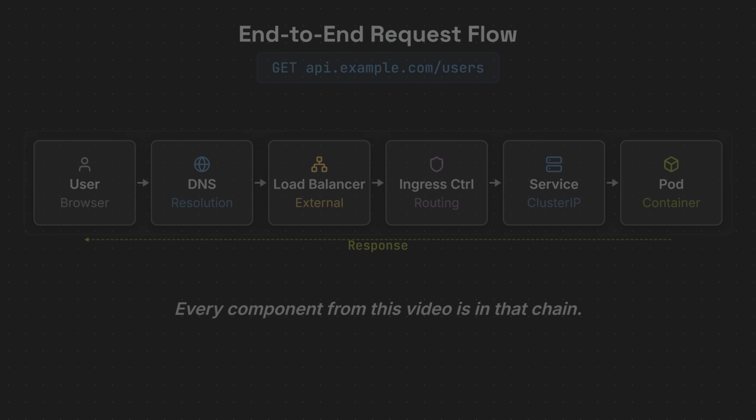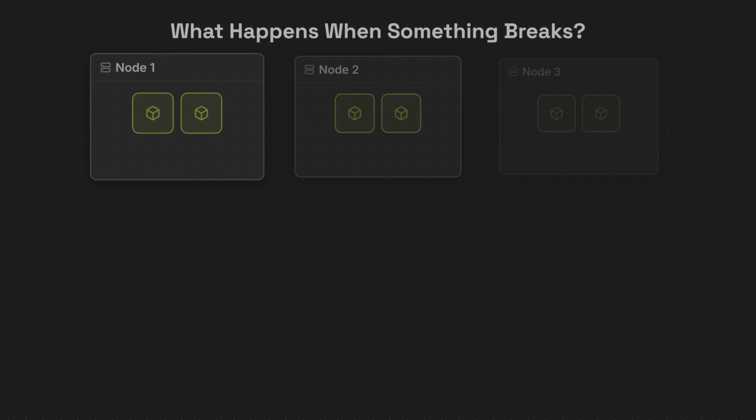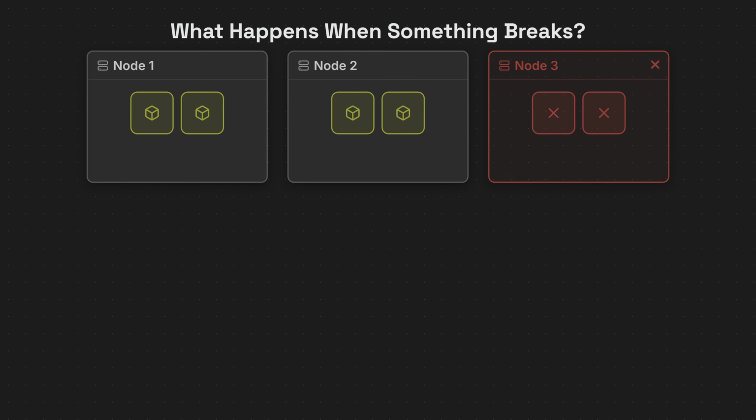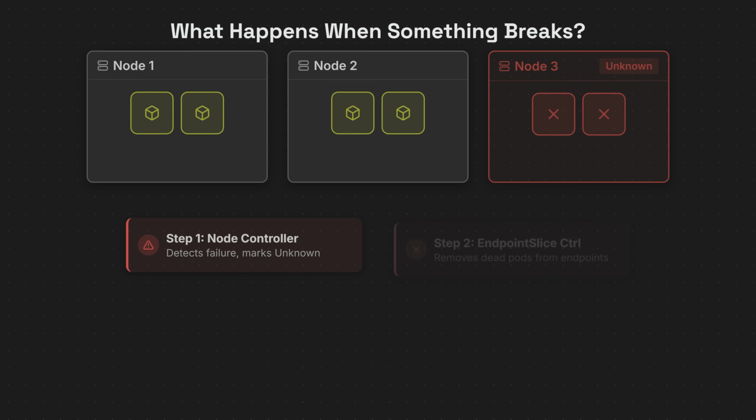But what happens when something breaks? Node 3 goes down. The node controller detects the failure. The kubelet has stopped sending heartbeats. After about 40 seconds, it marks the node as unreachable and applies an unreachable taint. The endpoint slice controller acts quickly. It removes the unreachable pods from the service's endpoints. Traffic stops going to a dead node. This happens well before the pods are formally replaced.